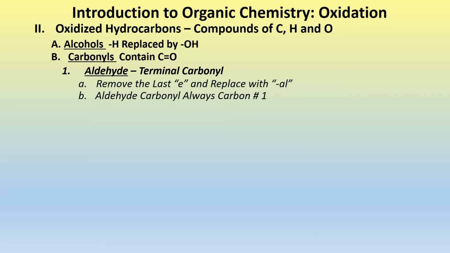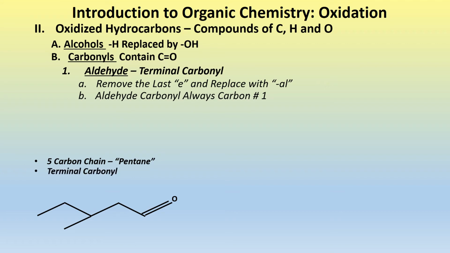Aldehyde carbonyls are always carbon number 1. So you see a molecule where you have a 5-carbon chain, which would make it pentane. But there's a C double bond O on the end, which makes it a pentanal. Starting counting from that end, there's a methyl group on carbon 3, which would make the molecule 3-methyl pentanal.